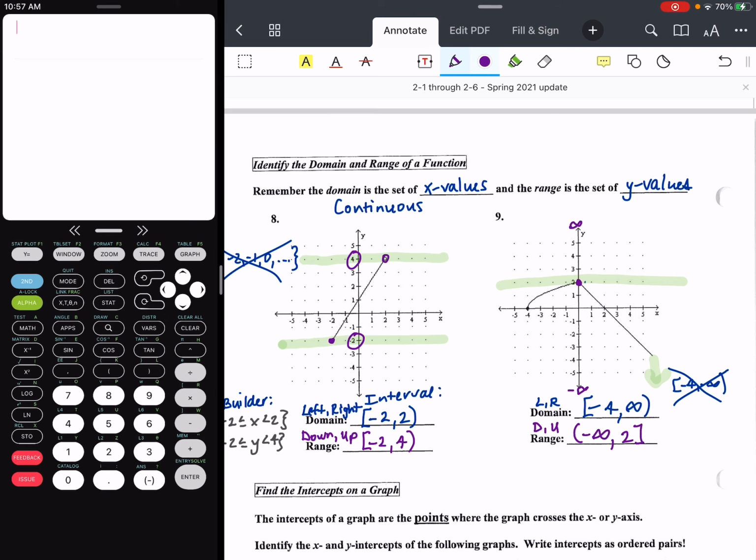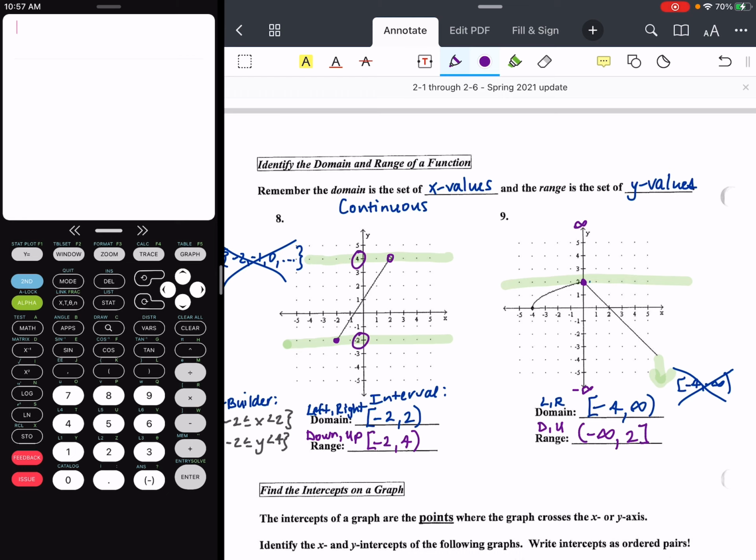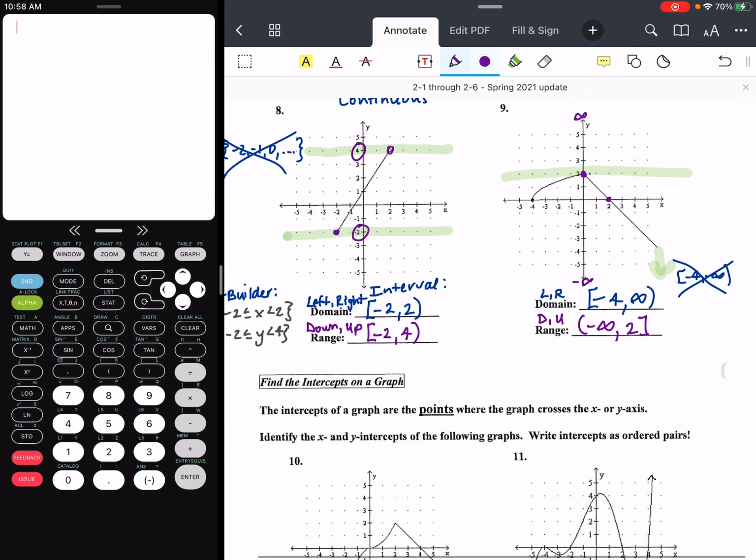The reason it's a square bracket, even though I don't see a closed circle here, is that unless you see an open circle, you can assume that the graph passes through that point. So like we're assuming that the point 2, 0 exists on this graph because they didn't go through the trouble of putting an open circle there, okay? All right, and in set builder notation, this would be for domain x such that x is greater than or equal to -4, and for range y such that y is less than or equal to 2.